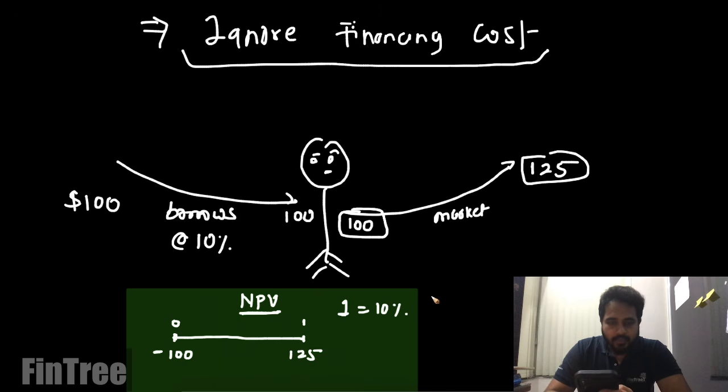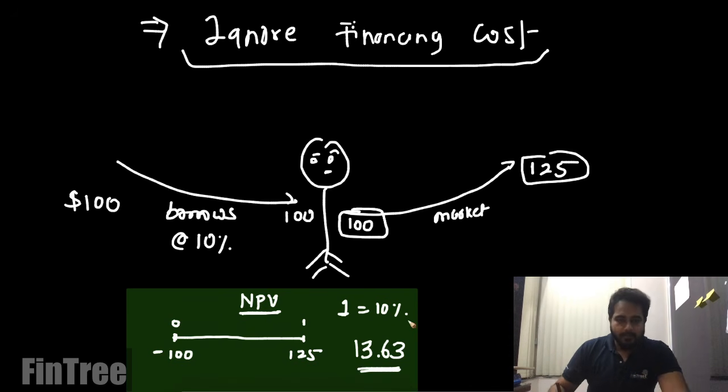So what do we have here? Sorry, what am I doing? I'm so sorry. Cash flow, second clear work, negative 100, enter. Cash flow, 125, enter. NPV, I set to 10, and I compute NPV and I'm getting 13.63. Now notice what happened here.